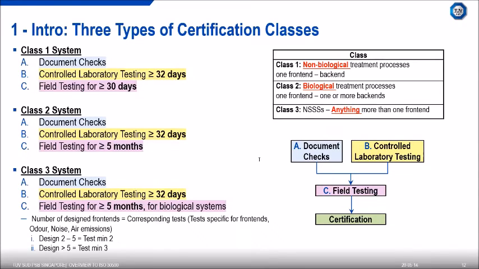So just to add on, I think some of you might be confused. In the field testing, we mentioned that the 5 months testing is only for biological systems. So this is a separate issue here. For field testing, only the class 3 biological systems are applicable for 5 months. If it's a class 3 non-biological system, you just have to go for 30 days of field testing.